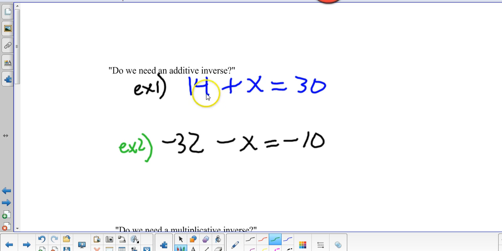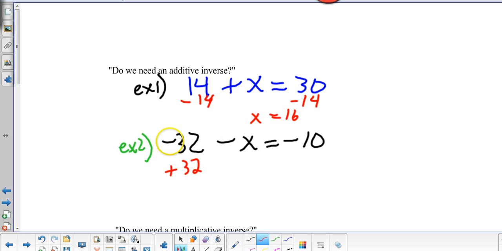All right, so we're looking here. Do we need an additive inverse? Obviously for this one, we have x plus 14, so we need an additive inverse of minus 14, or adding negative 14. And what I do to one side, I do to the other, and obviously that gives me x is 16. For this one, I need an additive inverse of positive 32 because that's going to create the 0.